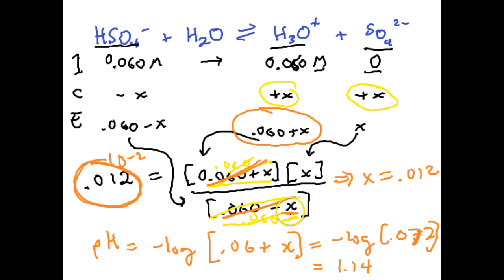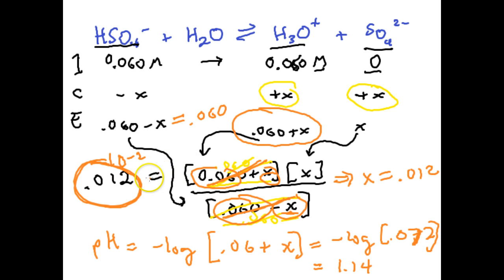X is so small that it won't affect 0.060, whether you subtract it or add it. So 0.060 minus x equals 0.060. When can you make that approximation?